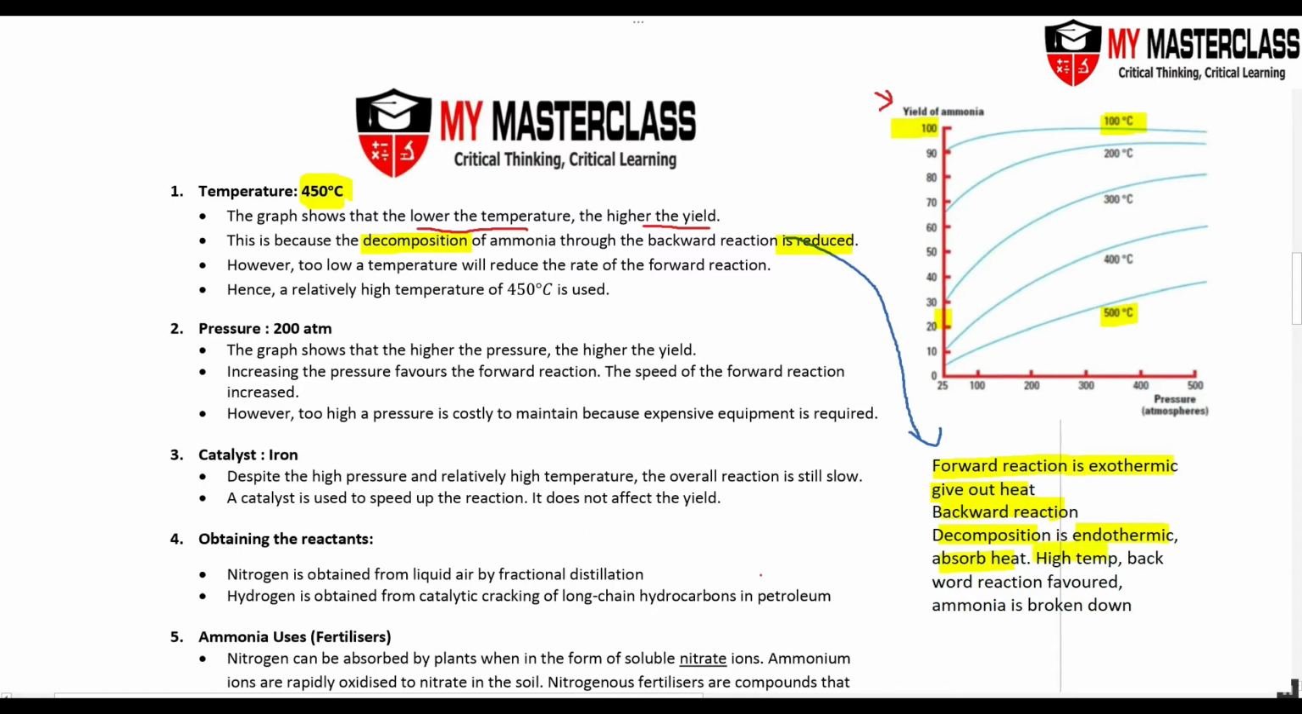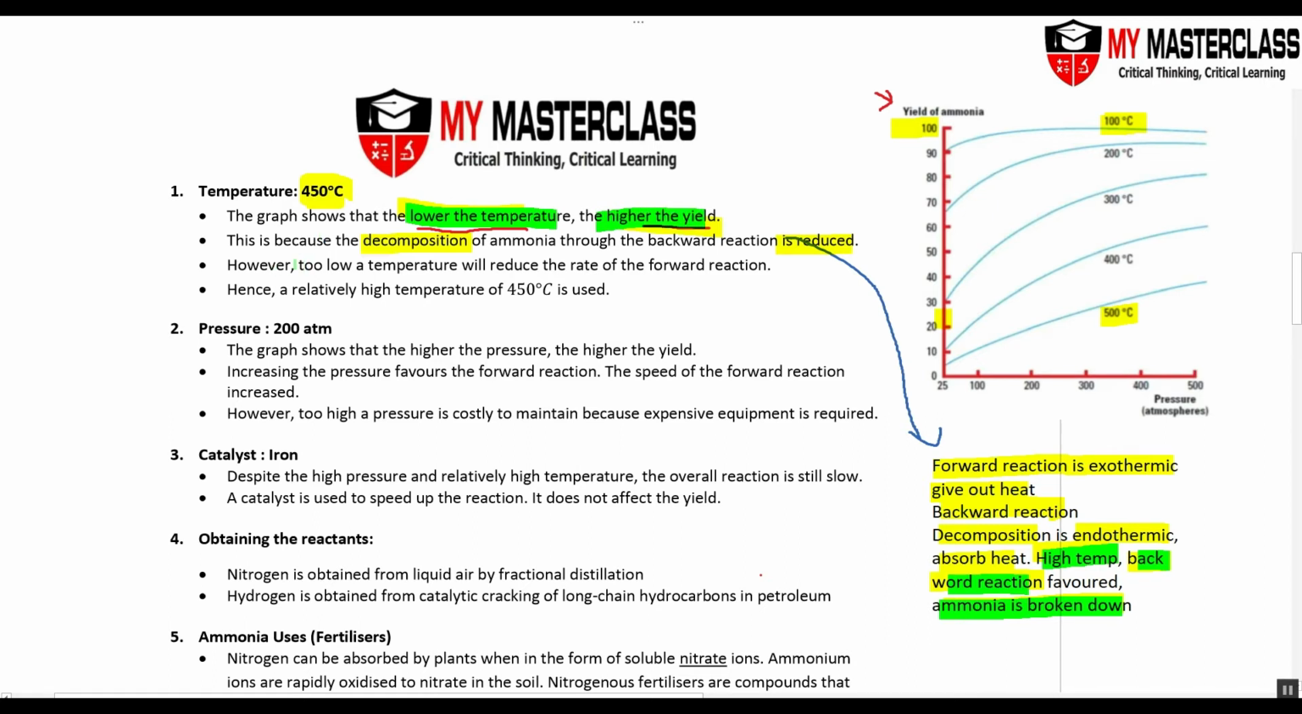Okay, so high temperature, there's a lot of heat for it to be absorbed. High temperature, it favors the backward reaction. Okay, so my ammonia is being broken down. So low temperature favors the forward reaction, forming ammonia. Okay, repeat. High temperature, backward reaction is favored, because backward reactions absorb the heat, and my ammonia is broken down. Okay, so this will result in lower temperature, higher the yield.